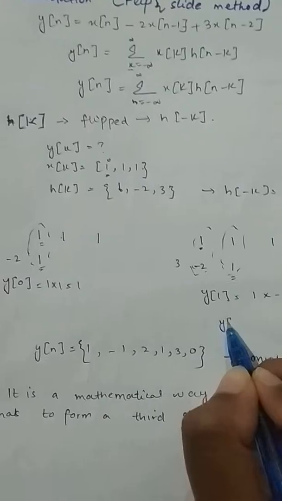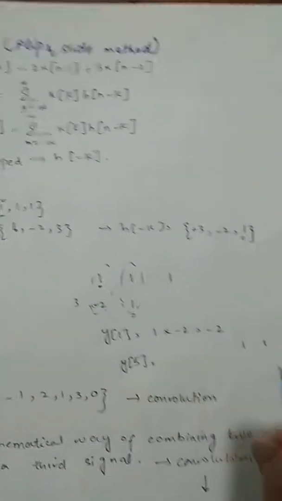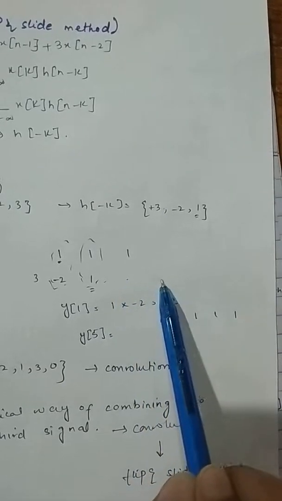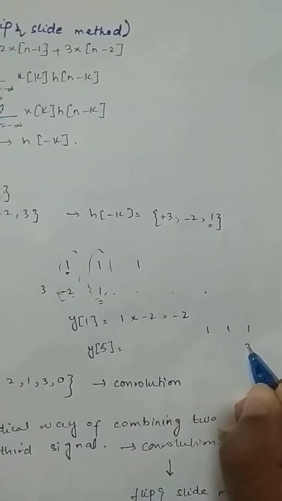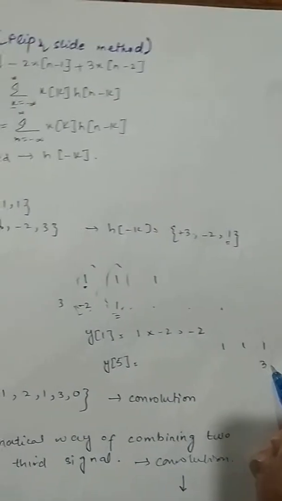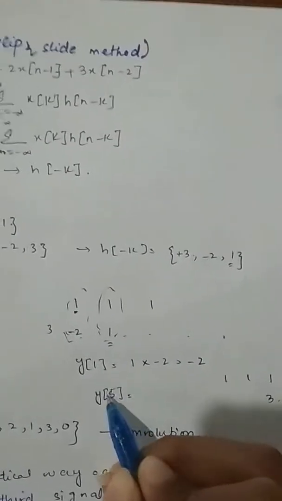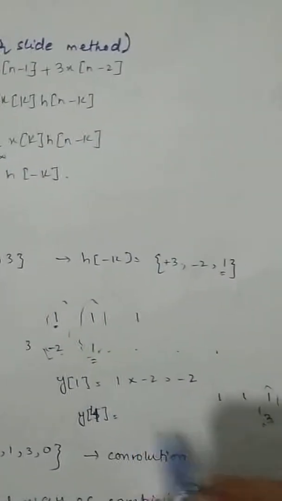Let's suppose I plot up to y of 5, it will keep moving: y of 0, y of 1, y of 2, y of 3, y of 4 and y of 5. Let's suppose we take y of 4, with 3, minus 2 and 1. It's the only term that remains, so y of 4 will be 3.